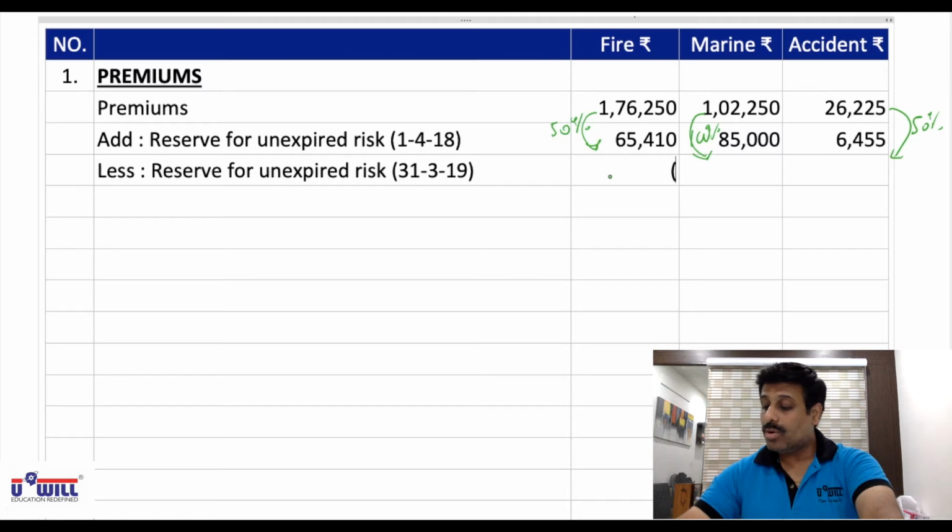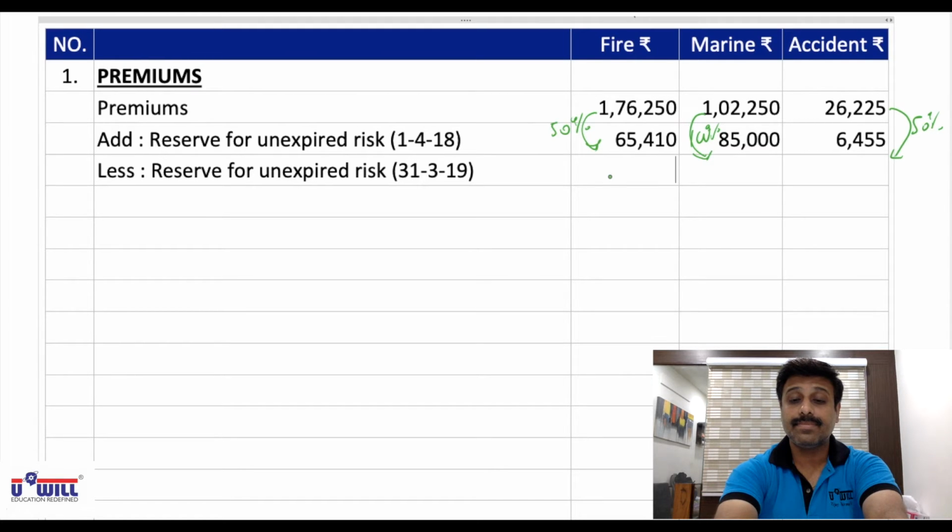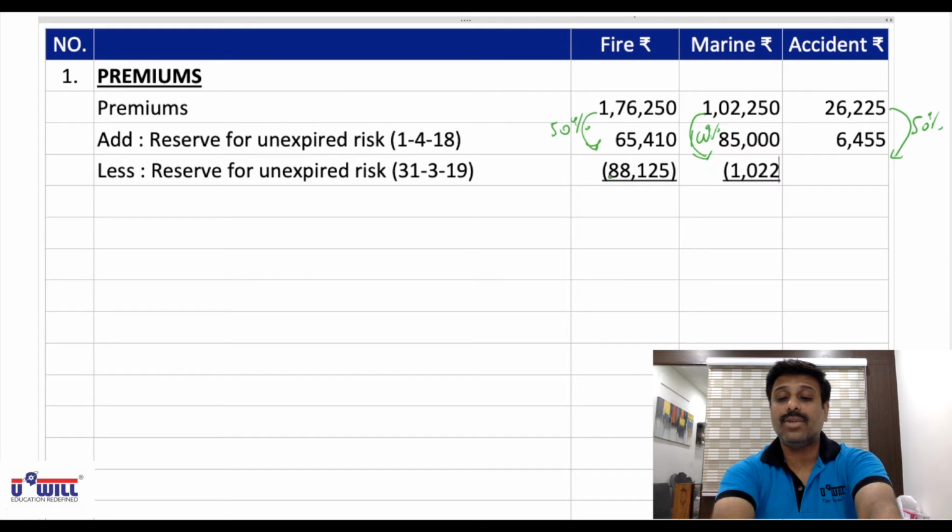This we have to minus. 176,250 into 50% is 88,125, minus. In the same way, 102,250's 100% will be 102,250 itself, and 26,225 into 50% is 13,112.5, which we round off to 13,113. So this will give us the net premium amounts. There is no other adjustment.